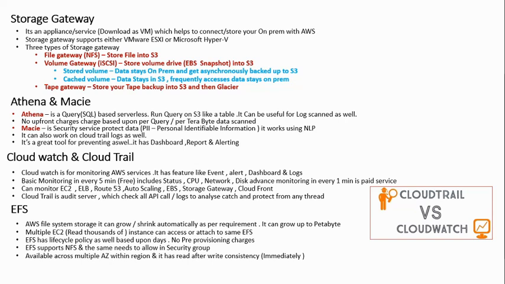Hope you understand Storage Gateway is an appliance to connect on-prem to the AWS cloud and to take backup. Athena is to query S3. Macie is to understand the logs, prevent, protect, and report as well. CloudWatch is to monitor your services. CloudTrail is to monitor all the audit things. It logs anybody accessing your database, accessing your API.